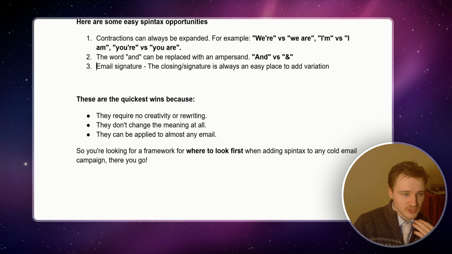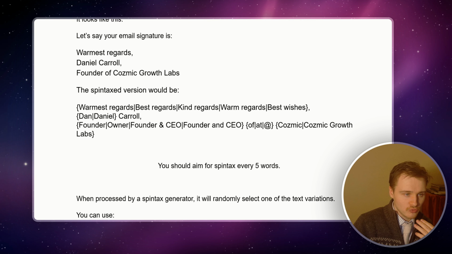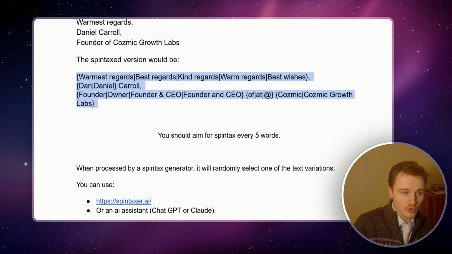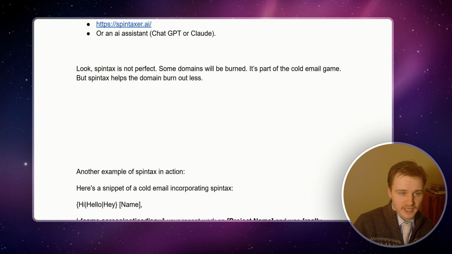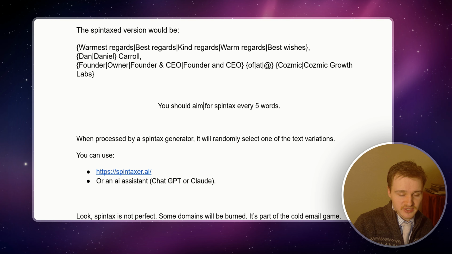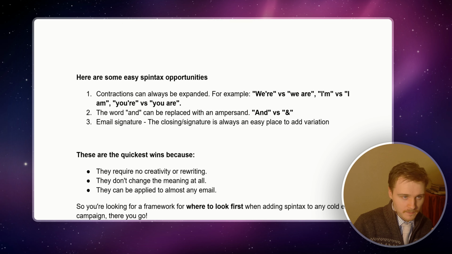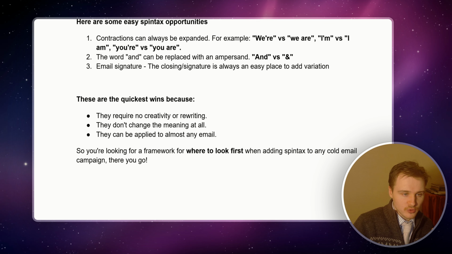And also the email signature, that's another one that people miss. So the closing signature is always an easy place to add variation, as I mentioned here, right? You want to make sure that this is in your signature or your version of it. So your name is Spintaxed, your title is Spintaxed, even your company name is Spintaxed. And again, you should aim for Spintax every 5 words. That's your target. These are the quickest wins because they require no creativity or writing. They don't change the meaning at all, and they can be applied to almost any cold email.